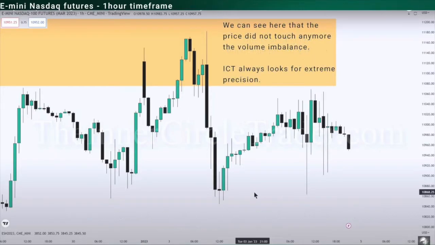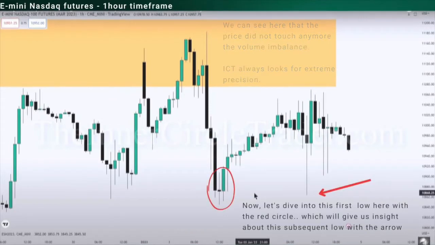We can see that in the past hours, the price did not touch the volume imbalance anymore. ICT always looks for extreme precision, so he's expecting the price to move in a precise way. Now guys, let's dive deep into this first low here with the red circle, which will give us insights about the subsequent low that we can see here with the arrow.